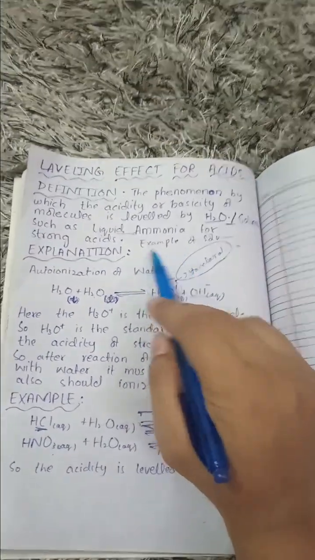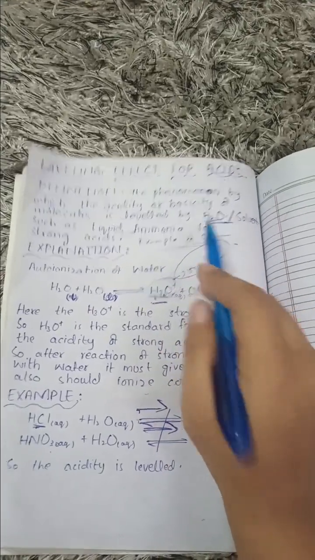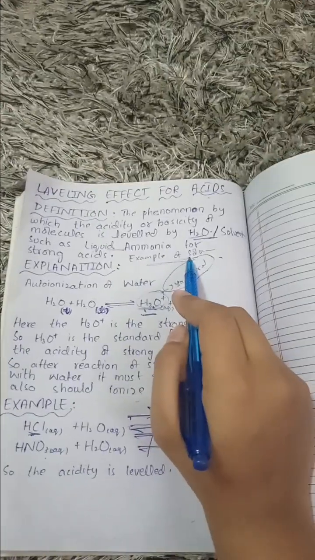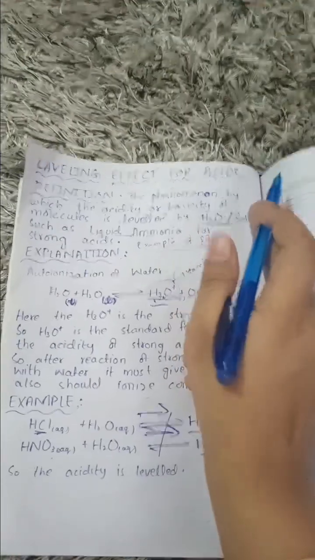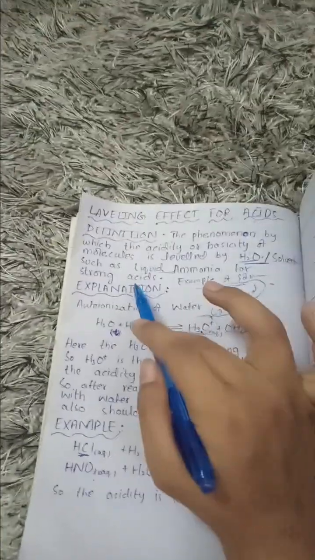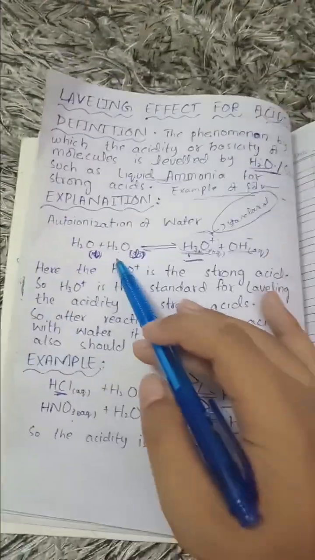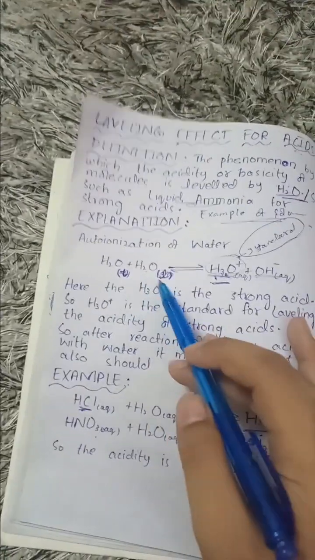Okay, then you have to write example for solvent and write the names: H2O for solvent, often acidic solution. Okay, then H2O and write the liquid ammonia. Okay, then we have this explanation, these things are liquid.